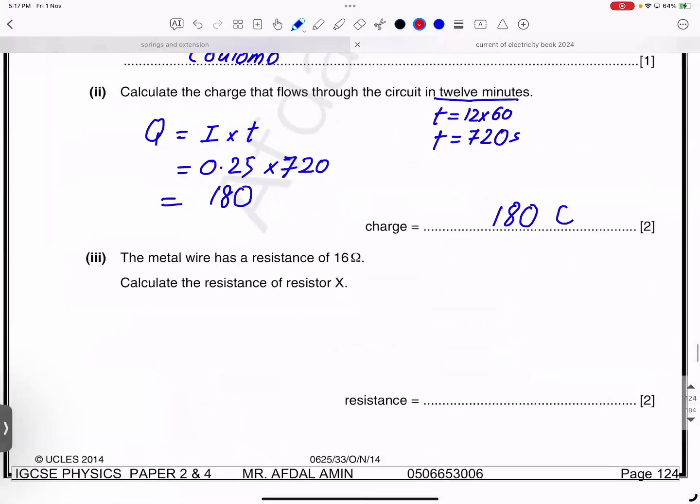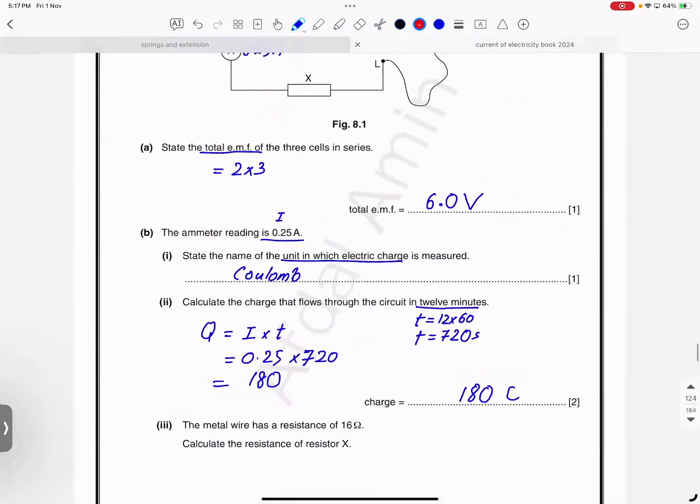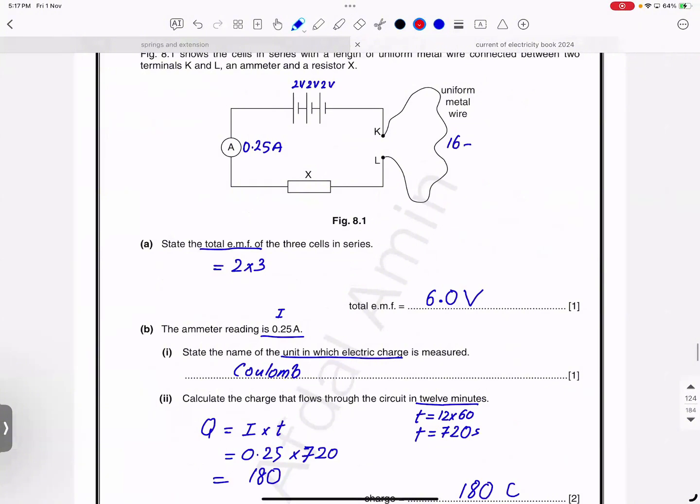All right. The metal wire has resistance 16 ohms. Go right there. How much? 16 ohms, the metal wire. On the diagram, I indicated 16 ohms.